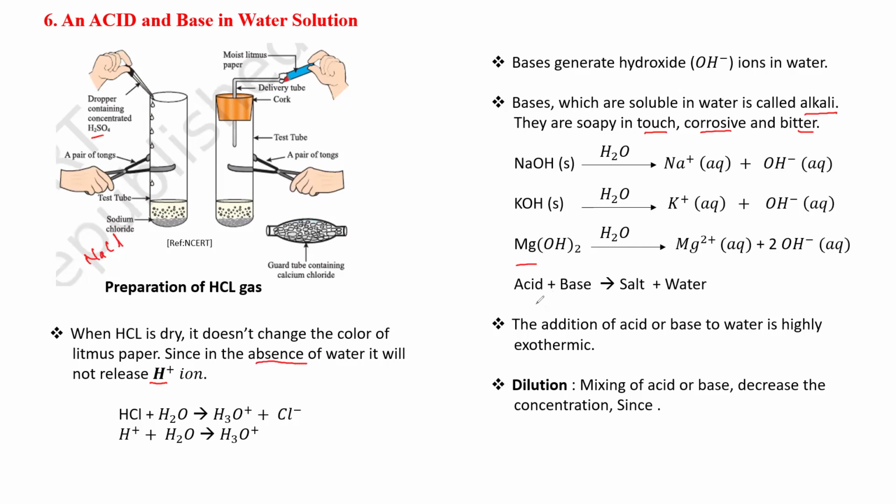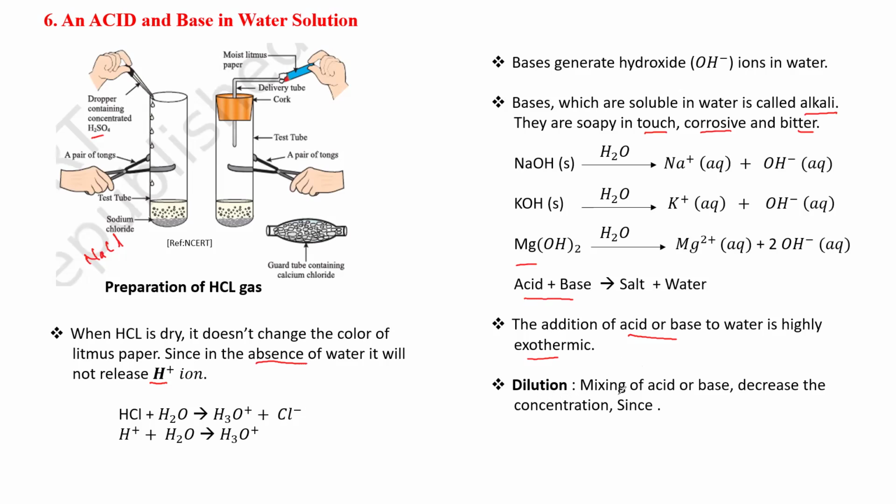This reaction we have already seen earlier: when acid and base react together, they provide the salt as well as water. This is a highly exothermic reaction. When you mix acid or base with water, it produces a lot of heat. That is called an exothermic reaction, a reaction in which heat is generated.